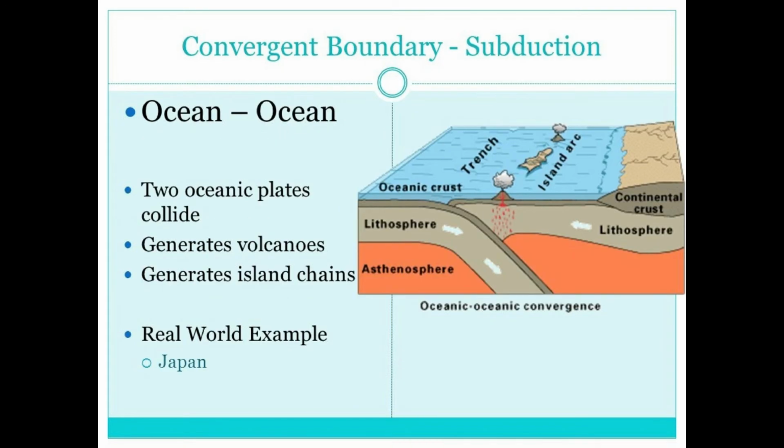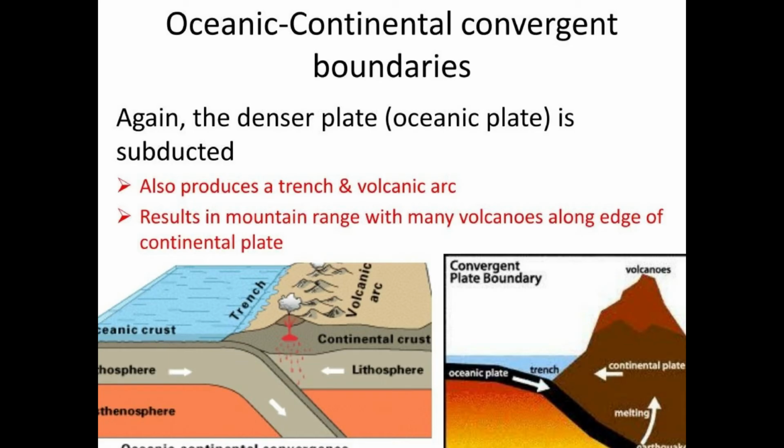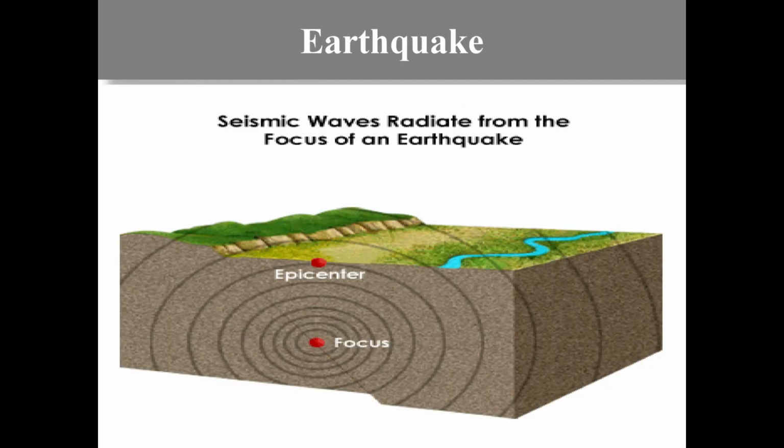Convergent boundary. Two oceanic plates collide and they generate volcanoes and island chains. The real world example is Japan. Oceanic-continental convergent boundaries. Again, the denser plate, the oceanic plate, is subducted, also producing a trench and volcanic arc, which results in a mountain range with many volcanoes along the edge of the continental plate.